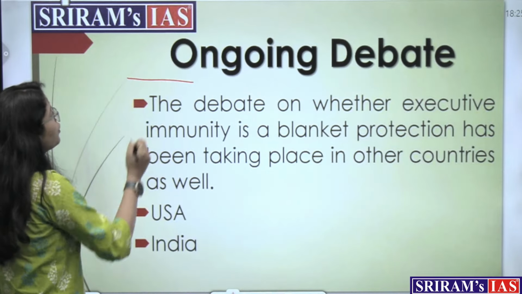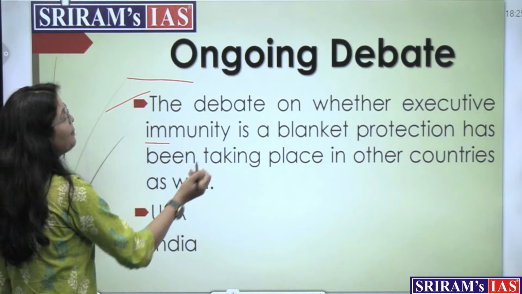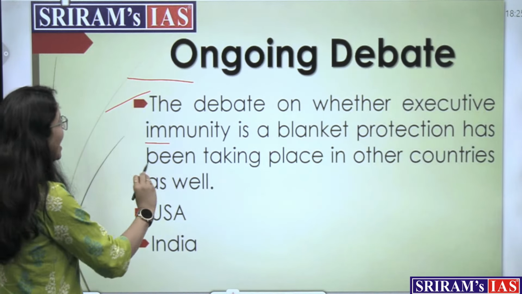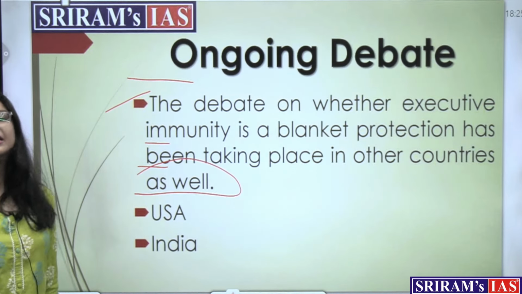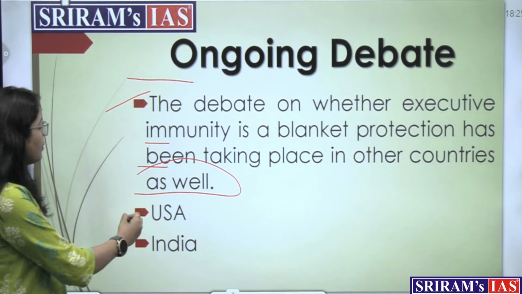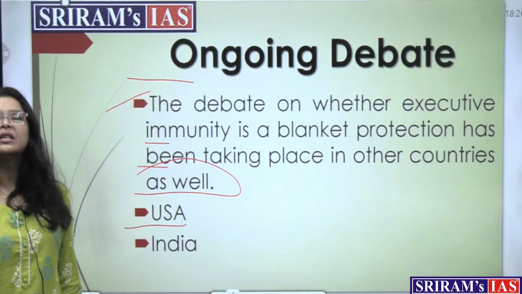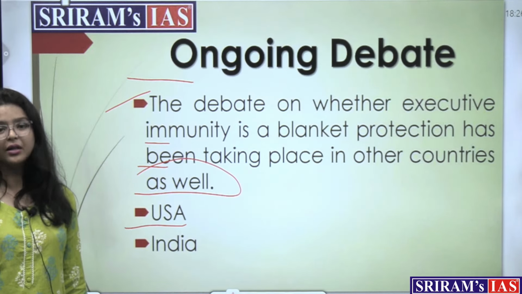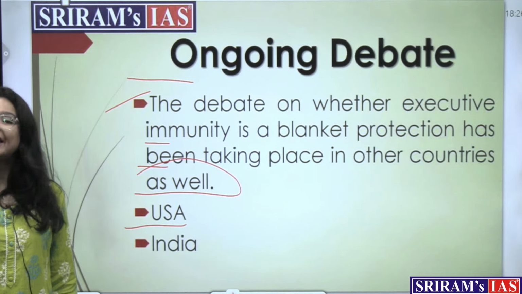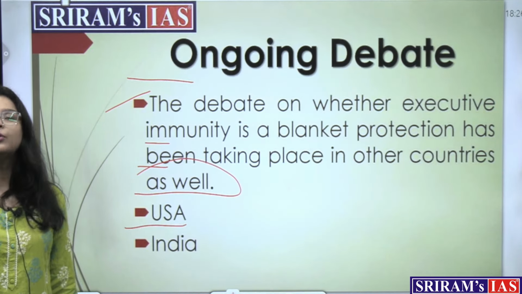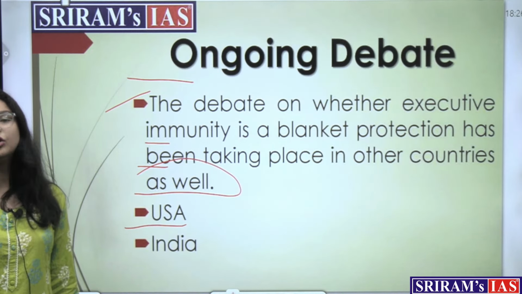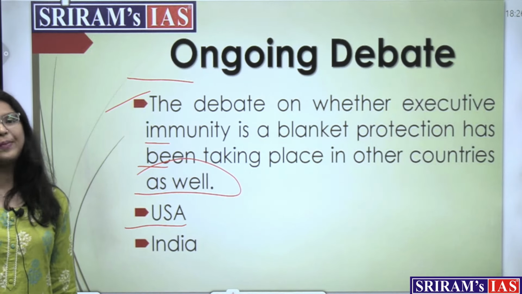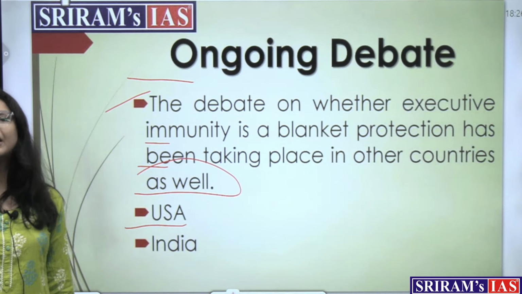If you talk about the ongoing debate, the debate whether executive immunity is a blanket protection in case of criminal proceedings has been taking place in other countries as well. It is taking place in India, but it is taking place at a global level. If you talk about the USA, recently the USA Supreme Court has ruled that the ex-president Donald Trump cannot be held liable for any criminal action for any act that has been done by him in his official capacity. Not only the ex-president Donald Trump, any president of the United States of America cannot be held liable for any criminal act that has been done during office, in his official capacity. This does not include any unofficial work or any personal work, acts done in his personal capacity. But if you talk about the official capacity, yes, they are immune from the institution of any kind of criminal proceedings.